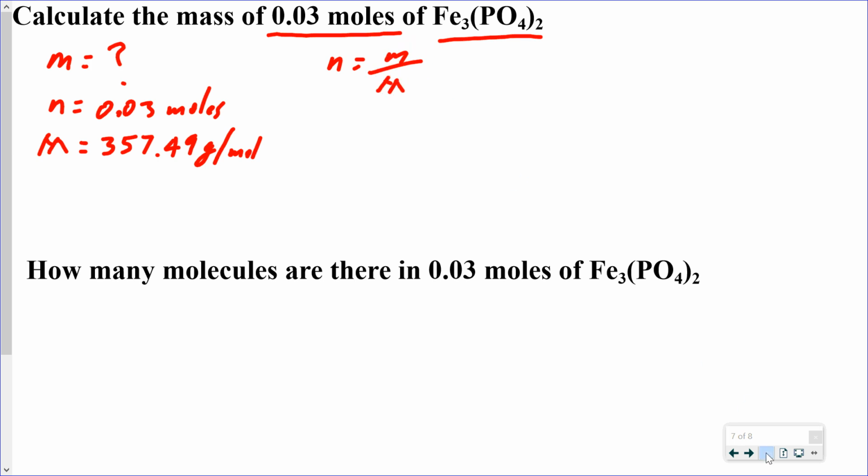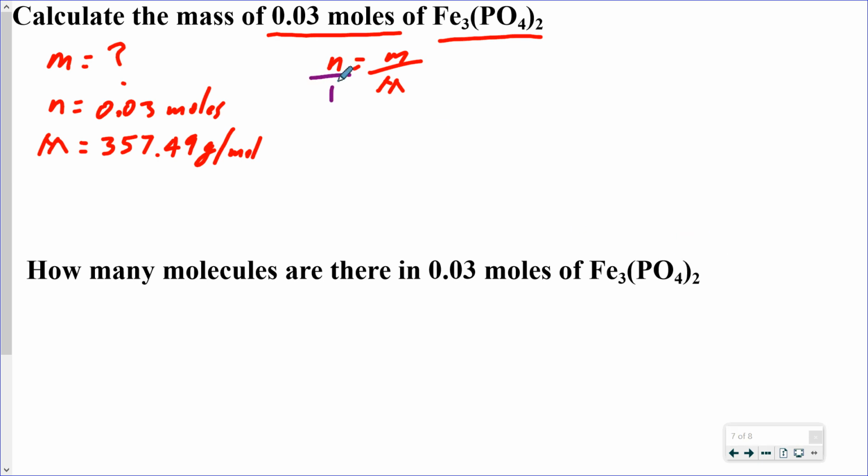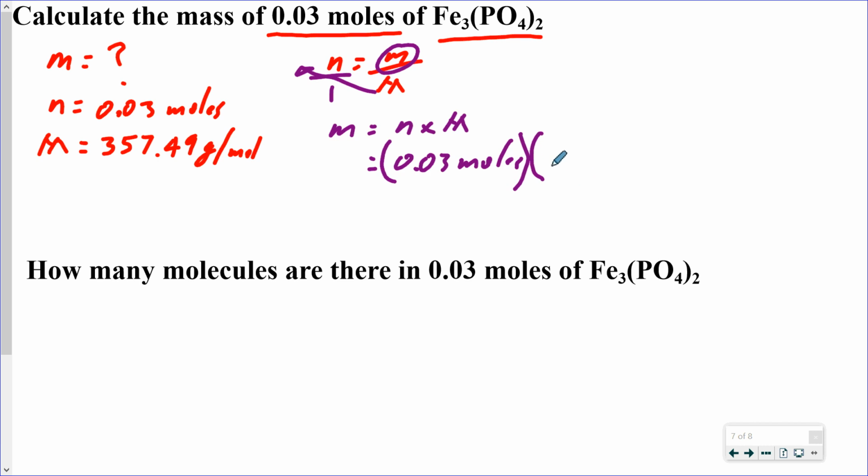Let me show you another way to rearrange this equation that I think is the easiest. This number is actually over 1, even though it doesn't show it. It's always over 1. If something is at the bottom on one side and you want to move it to the other side, you just move it to the top. You move it from the denominator to the numerator. So now I have mass on its own. Mass is equal to the number of moles times the molar mass, and that's exactly what we have. 0.03 moles times, if you open up brackets like this, it does mean multiplication, or if I put both of these in brackets, that means you're multiplying them together.